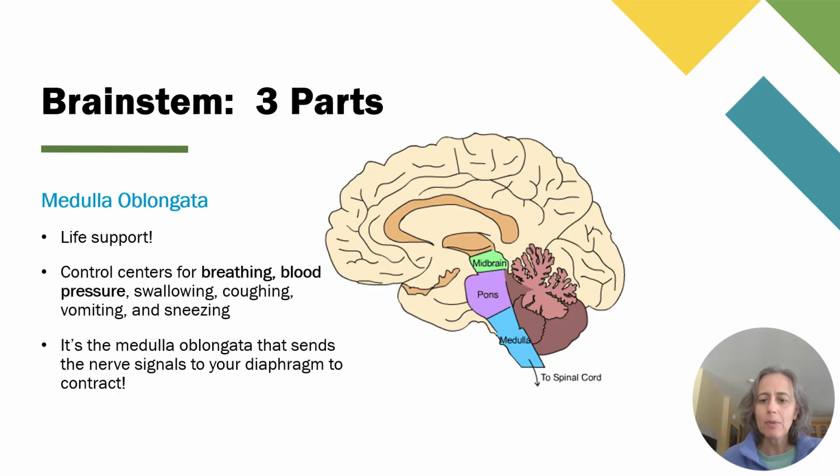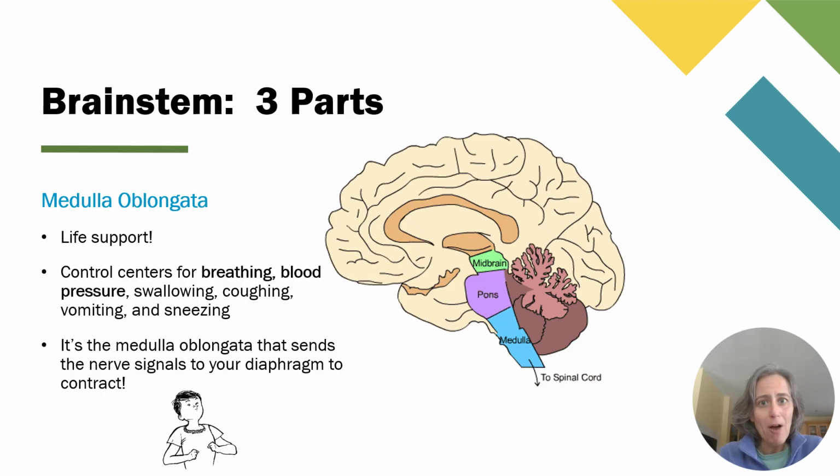Then third and finally, the most inferior structure we have is the medulla oblongata. This is your basic life support system. So it has the control centers for breathing, super duper important. Blood pressure regulation, also super duper important. Swallowing, kind of important. Coughing, vomiting, sneezing, you might not think those are important, but they actually are really protective mechanisms. And so it is the medulla oblongata that basically keeps us alive, along with some help from the midbrain and the pons. And it is what sends the signals to the diaphragm to contract.